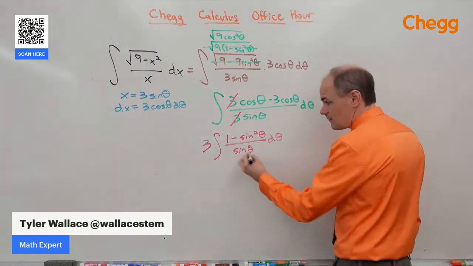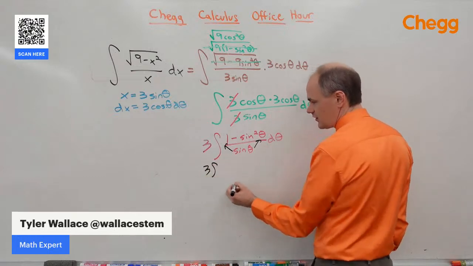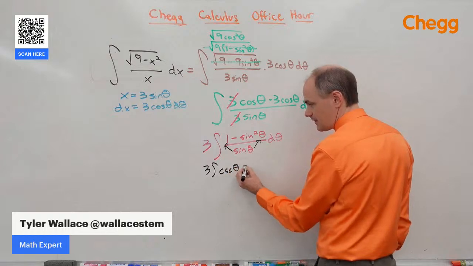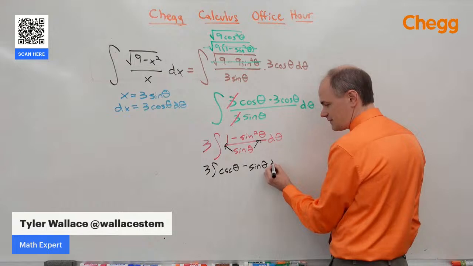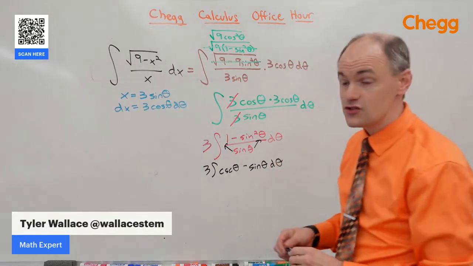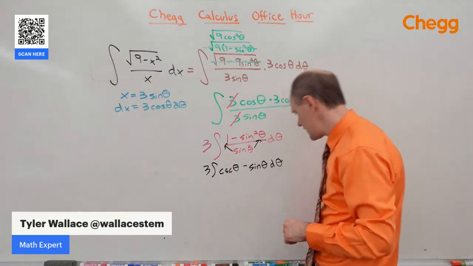It'll work. But I'm going to divide this sine by both of these parts. That's going to give me 3 times the integral of 1 over sine, which is the cosecant of theta, minus sine squared over sine, which is the sine of theta, d theta. And we can do that integration quite nicely. Let's go ahead and do it.